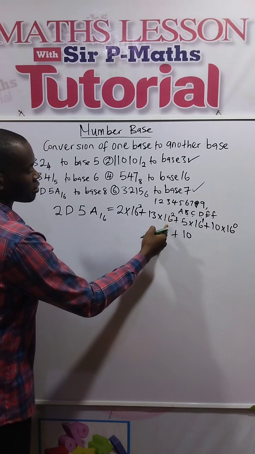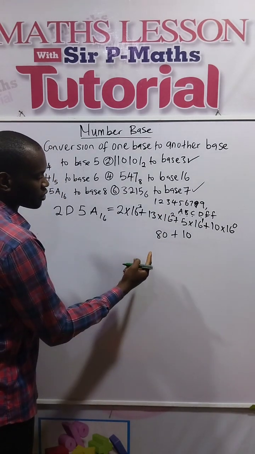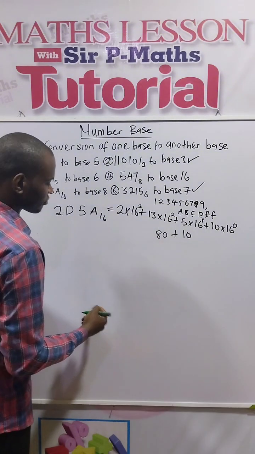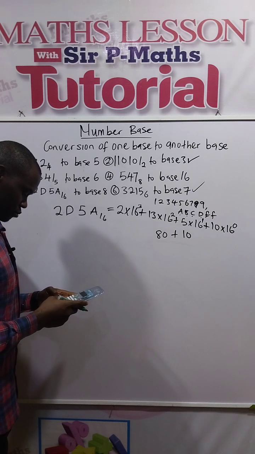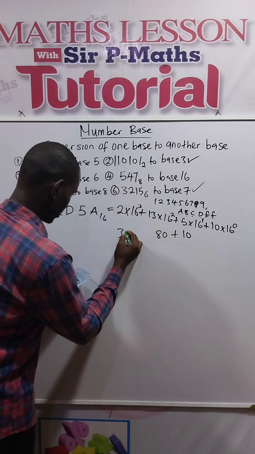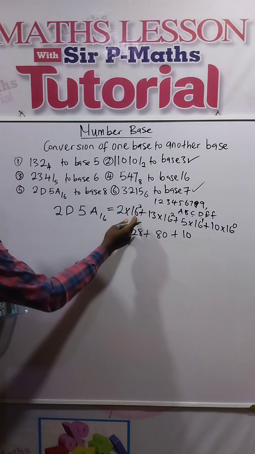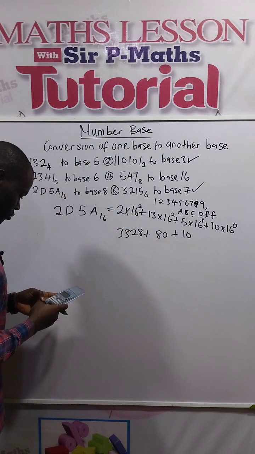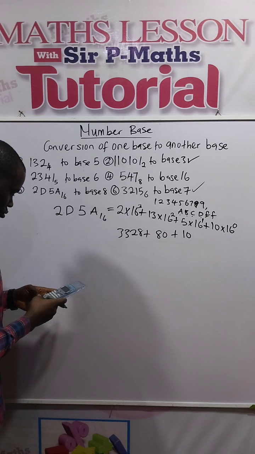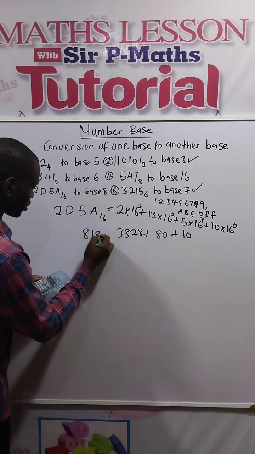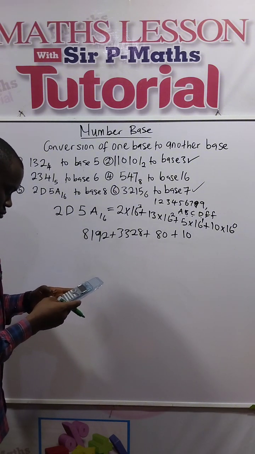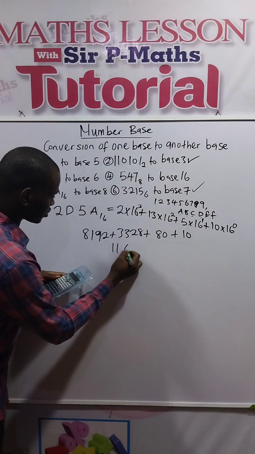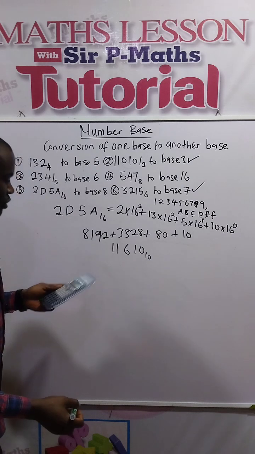16 power 2 is 256. 256 times 13 will give us 3,328. Then 16 raised to power 3 times 2 is giving us 8,192. Now let's add everything together. We have 11,610, and that is in base 10.